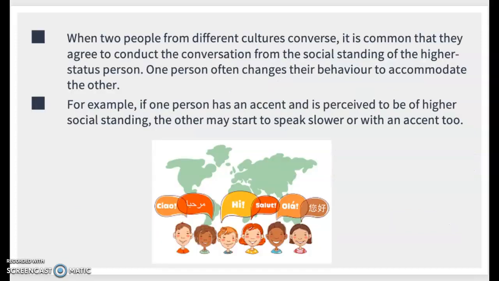When people from different cultures converse, it's common for them to agree to conduct the conversation from the social standing of the higher status person. This particularly links to language and the choice of language to use in a conversation. Normally, English takes that precedence. When we hear people speak with an accent, we might particularly start to over-accommodate for them. It might involve speaking slower, using more simple terms, which unfortunately can end up being quite patronising.